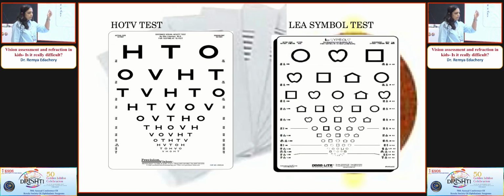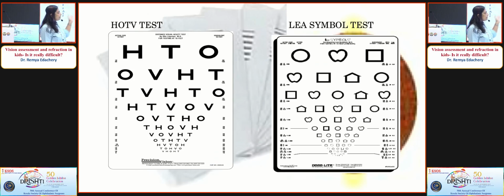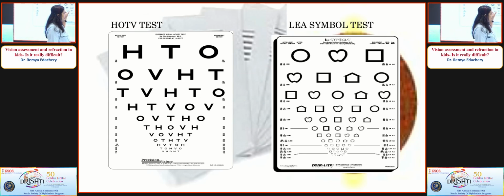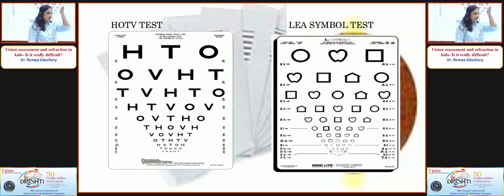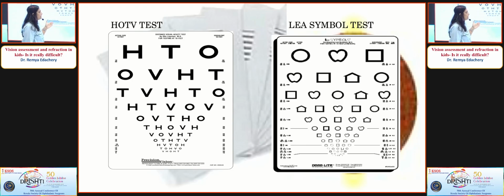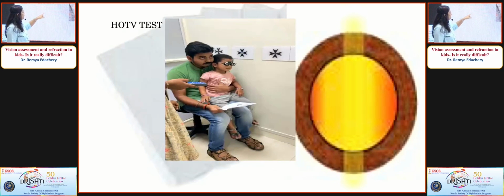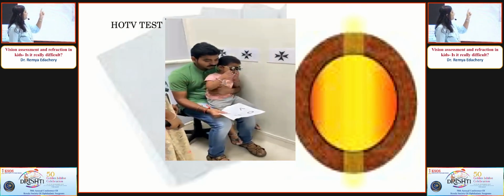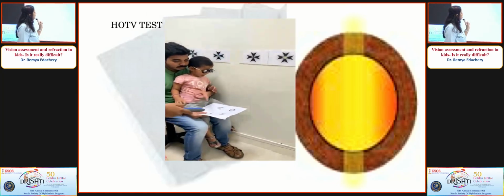And coming to the pre-literate children, here you have the matching cards. These HOTV and Lea symbol cards, these symbols and letters have a vertical symmetry. That's why we use these cards. And here you just give the paper to the child, and the child has to just match with the chart given in the chart.